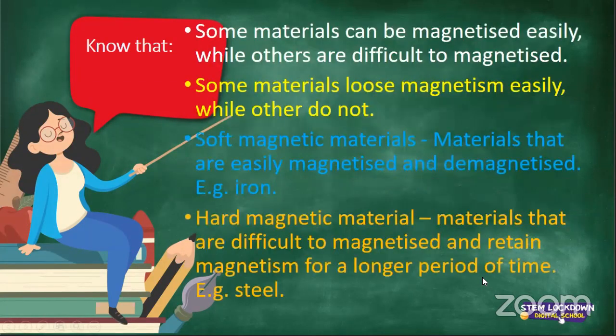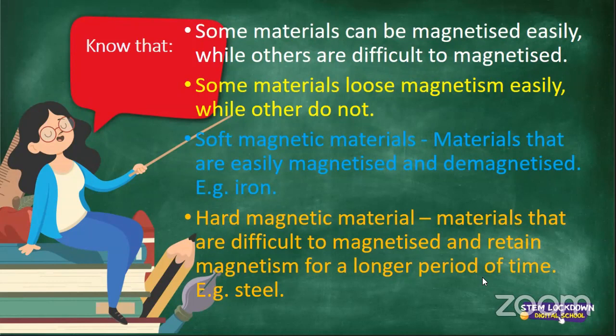Right. And then what you need to remember is that some materials will behave differently around the magnetic field. Some materials can easily be magnetized, whereas others are difficult to magnetize. And some of these materials will lose magnetism easily, while others will be difficult to demagnetize and will not lose magnetism easily.